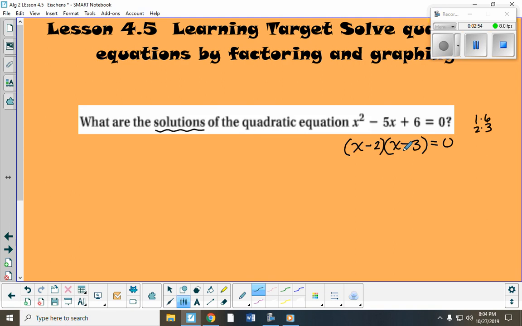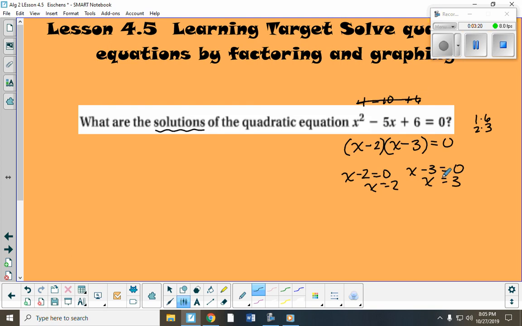So now using the zero product property, we set each of those equal to 0. And then we can solve. x would equal 3 and x would equal 2. Now, if you substituted both of those back in, like if we substituted in the 2, we would have 4 minus 5 times 2 is 10 plus 6. And does that equal 0? Negative 6 plus 6? Yep, that equals 0.